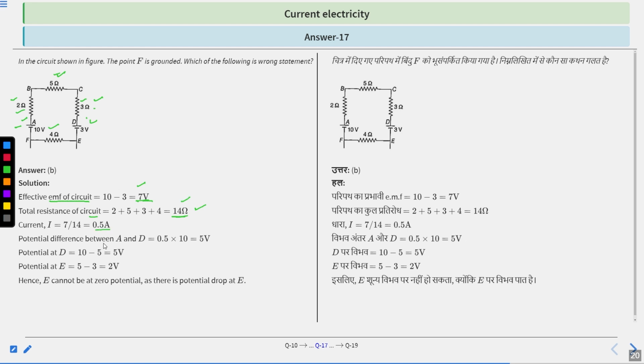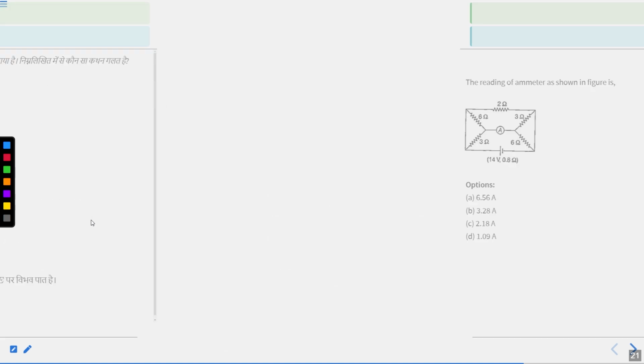And the potential difference between A and D is equal to 0.5 multiplied by 10, which is equal to 5 volt. And the potential at D is equal to 10 minus 5, which is equal to 5 volt. And the potential at E is equal to 5 minus 3, which is equal to 2 volt. Hence, E cannot be at 0 potential, as there is a potential drop at E. Clear? So B option is correct. Next question.